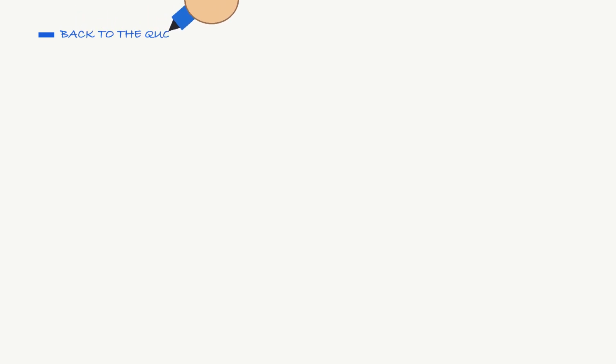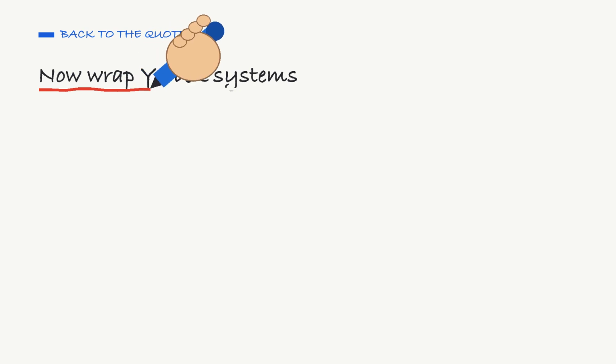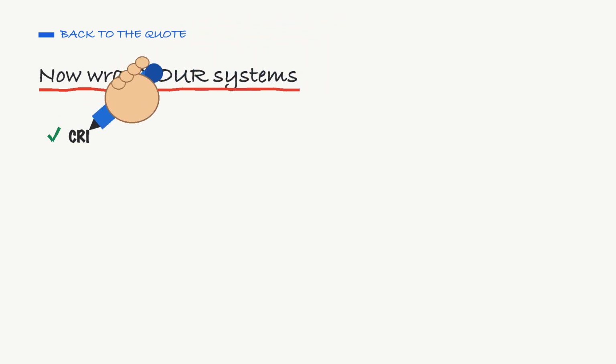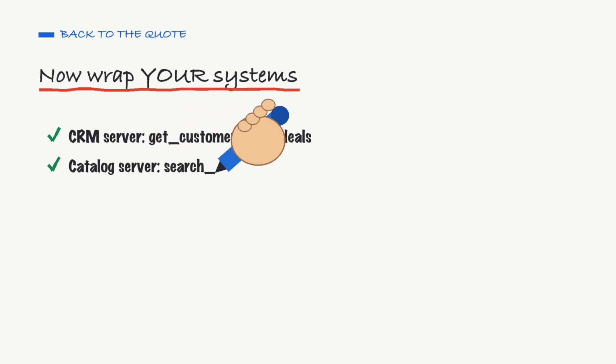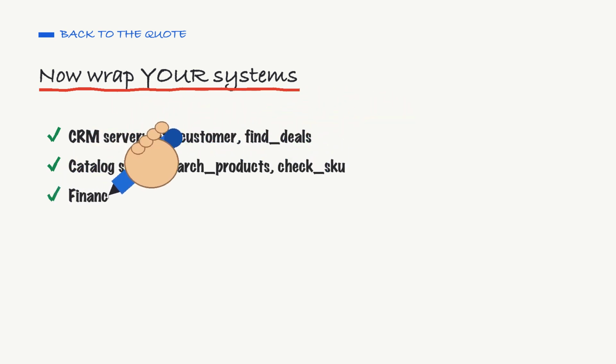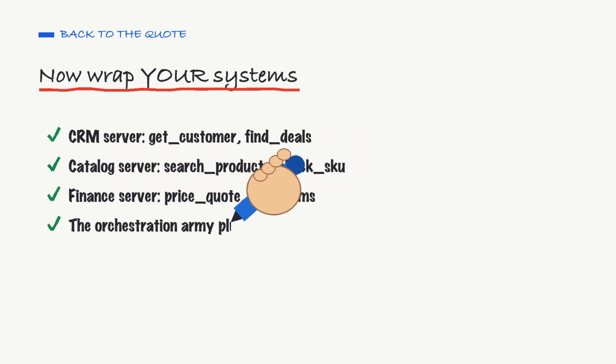And now the payoff from last time. Remember the army of agents building a customer quote? Wrap your CRM exactly the same way. A Get Customer tool, a Find Deals tool, each one a small decorated Python function. Do the same for the product catalog and for finance. Suddenly, every system in that workflow is a standard port, and any agent, present or future, can plug straight in.